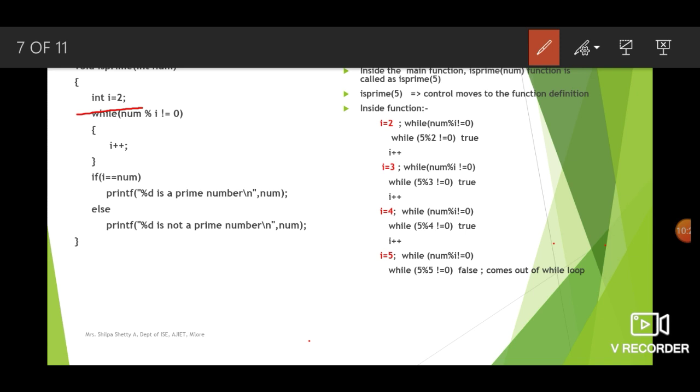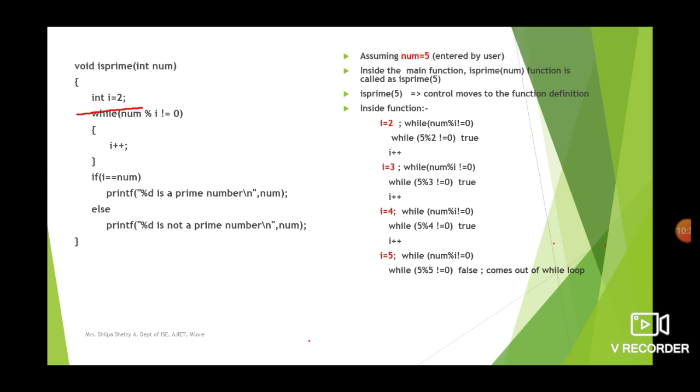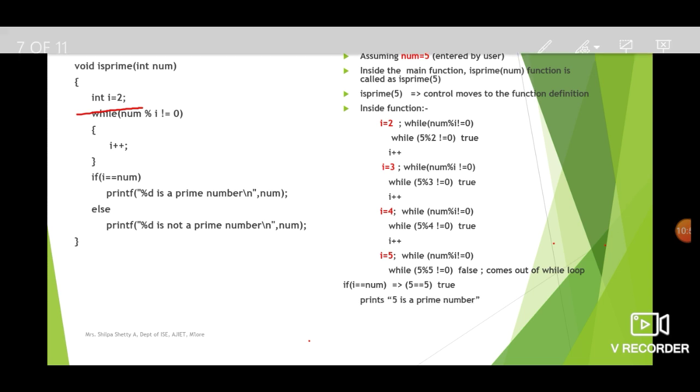Since I is equal to 5, the condition is true. So the if part gets executed, that is it displays that 5 is a prime number. So if I is equal to num, the condition is checked and 5 is equal to 5. So the condition is true, and the result is percentage d, that is 5 is a prime number. So this is one case.